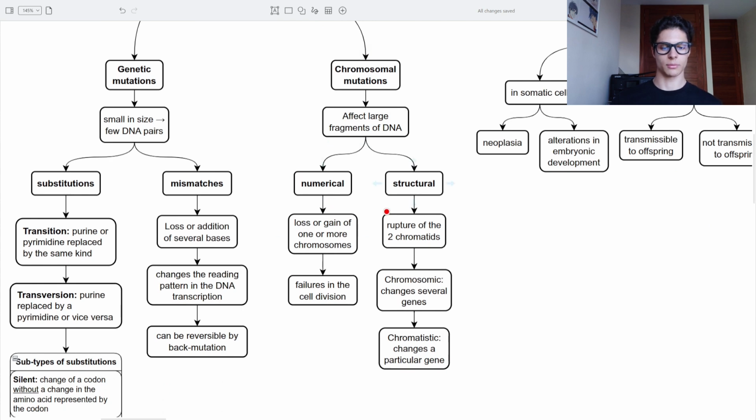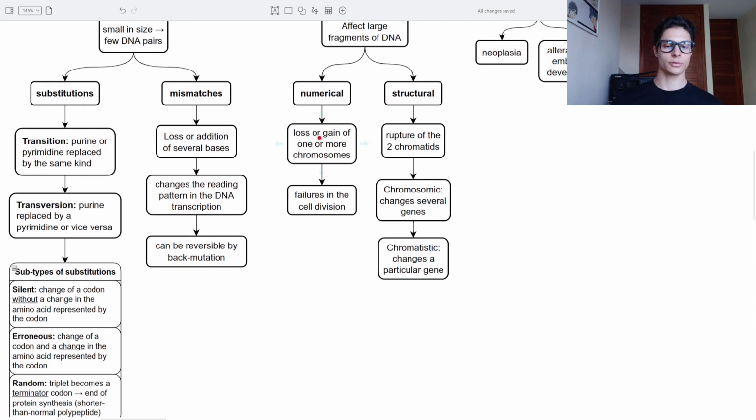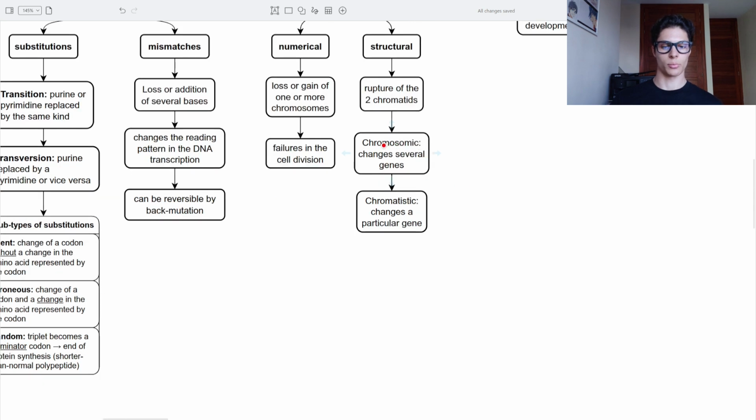Numerical or structural. The numerical ones are loss or gain of one or more chromosomes. And there are failures in cell division here. Down syndrome, for example. Structural. There is a rupture of two chromatids, and this can create chromosomic mutations, which are changes in several genes, or chromatidic mutations. These are changes in a particular gene.